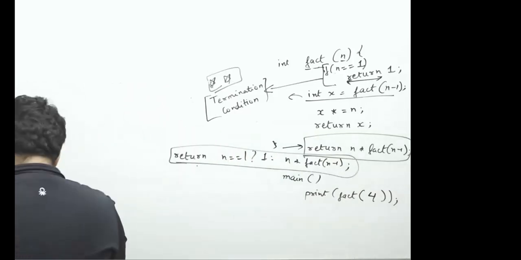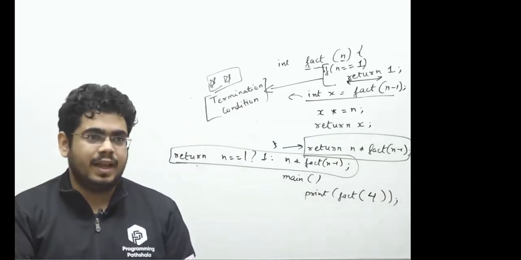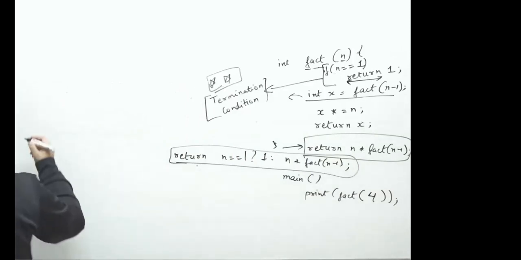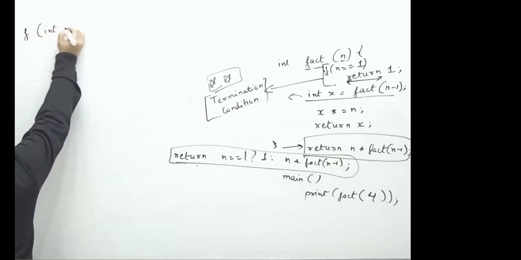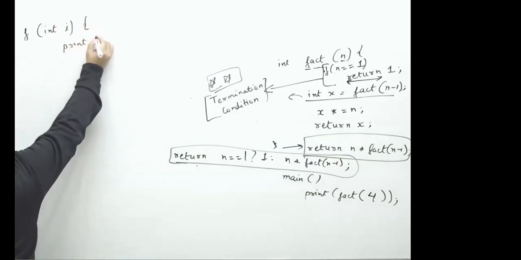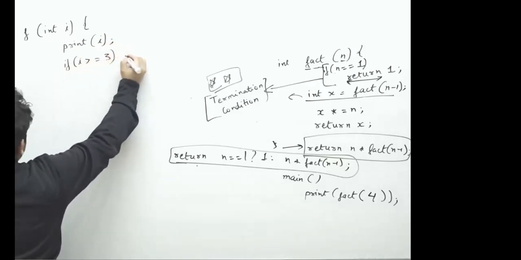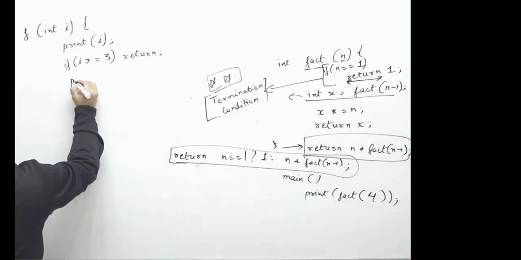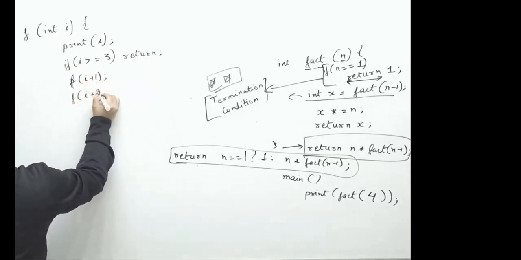Okay, moving on. I'll give you one piece of code. Try to get the output for it. Let's say there is a function f which takes int i. I'm printing i. First of all, if i has become greater than or equal to 3, I simply return. Then I'll call f of i plus 1, and I'll call f of i plus 2.